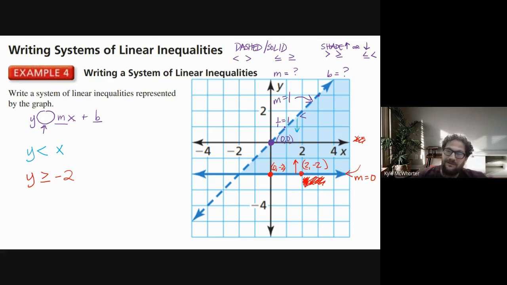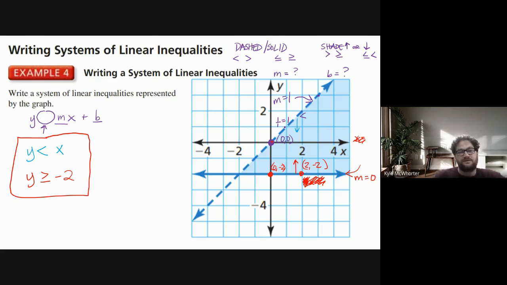So if the line is slanted, you're going to have to find the slope. If the line is horizontal, the slope is 0. If the line is vertical, then it's going to be an x less than or equal to or greater than or equal to. But this right here is the system of linear equations that we have graphed here. Y is less than x, that's our dashed line shaded below. Y is greater than or equal to -2, that's our horizontal solid line shaded above.